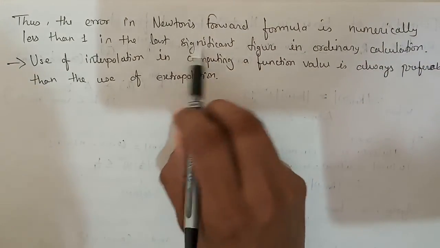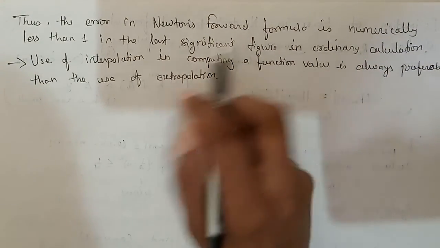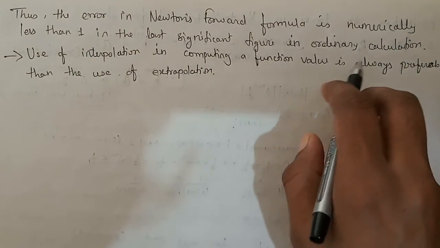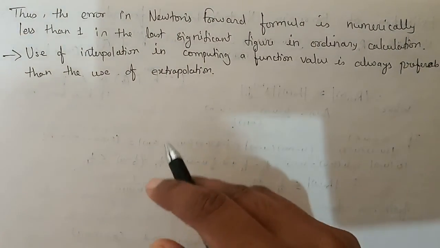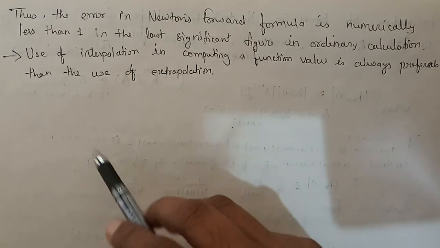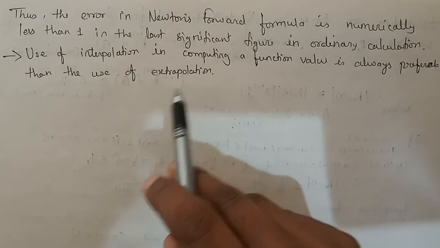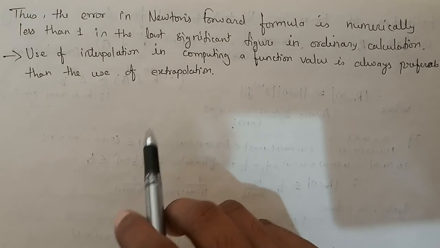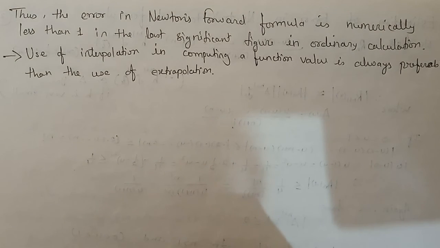Thus, the error in Newton's forward formula is numerically less than 1 in the last significant figure in ordinary calculation. So whatever the error, it is always less than 1. Use of interpolation in computing a function value is always preferable to use of extrapolation. So we always prefer to use the interpolation formula in computing an unknown value of a function, not the extrapolation formula. The error is the same for Newton's forward interpolation formula and Newton's backward interpolation formula.